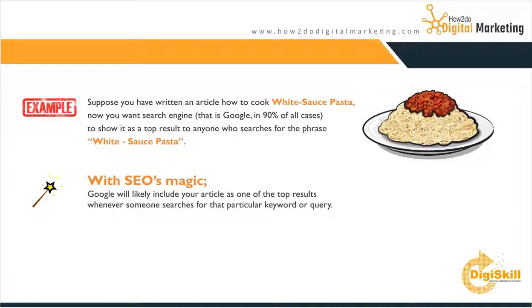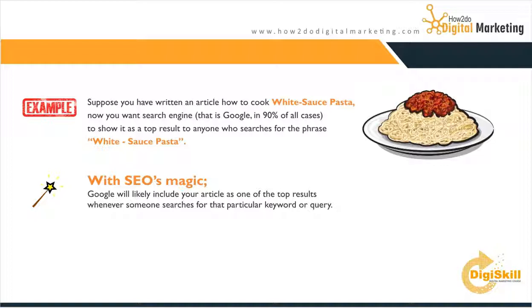Take an example. Suppose you are a manufacturer of white sauce pasta, and you want that anybody, when he or she types white sauce pasta, it is your product or your website or your article that has to come up on the first. With the SEO magic, Google will include the article as on the top results if you do your SEO or search engine optimization carefully.